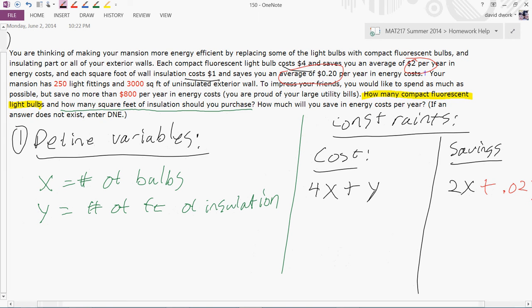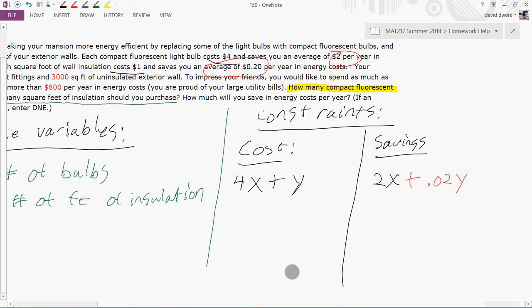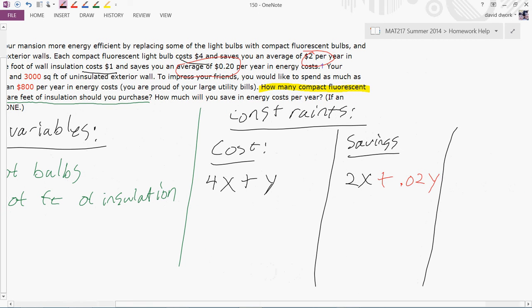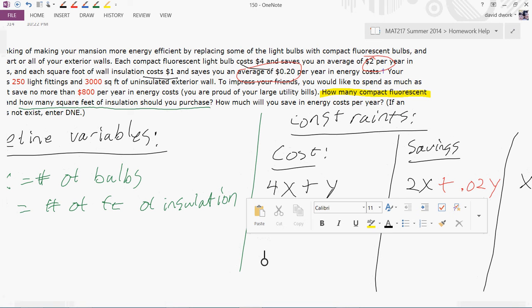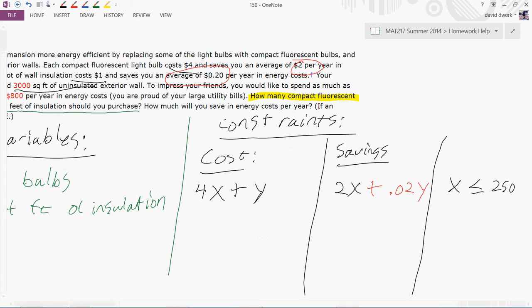My mansion has 250 light fittings, so I have a limit here. If I have 250 light fittings, then I know x has to be less than or equal to 250. I can't buy more light bulbs than I could put into the sockets. And then I also know there are 3,000 square feet of uninsulated wall, so my insulation has to be less than or equal to 3,000. I hope this gets you the idea of how I attack one of these problems. Again, these are just more limits, things that are limiting me.